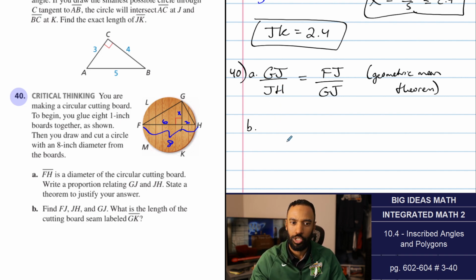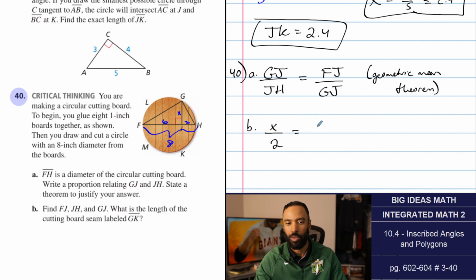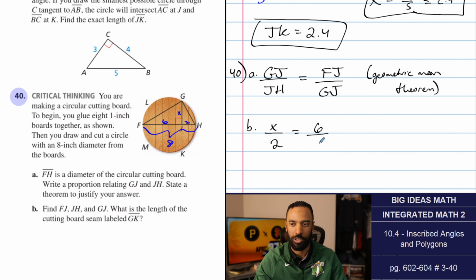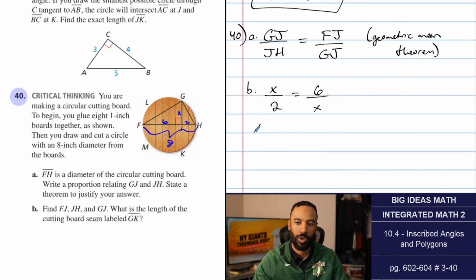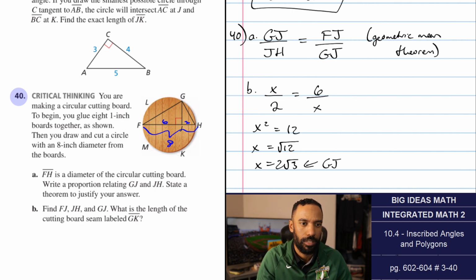So GJ, this unknown, X over JH. I have 2. That's long, short side of medium, short side of small. Now we'll do long side of medium 6, FJ, over long side of small. This GH is unknown X. So I'll get X squared equals 12, and X is the square root of 12, or X is 2 root 3. So there is an answer for GJ right there. So this is 2 root 3. 2 root 3. Not 13, but 3.